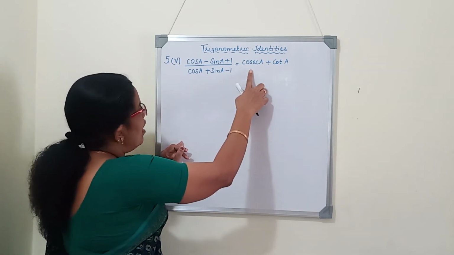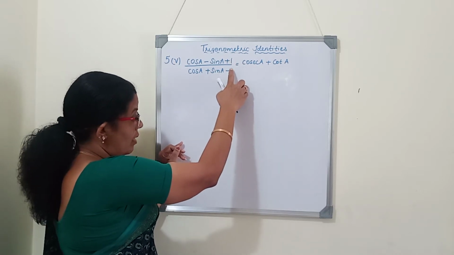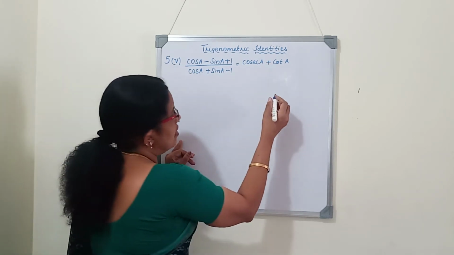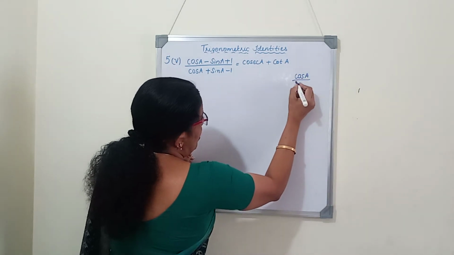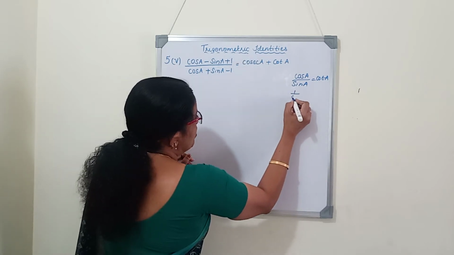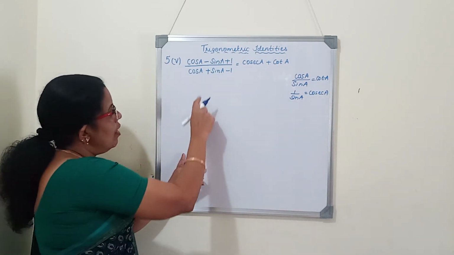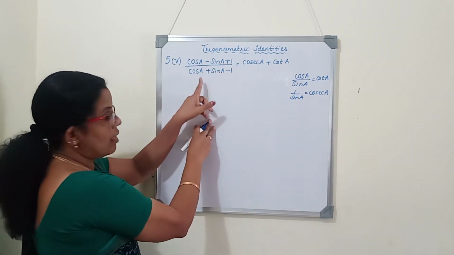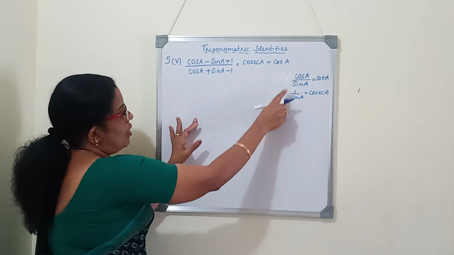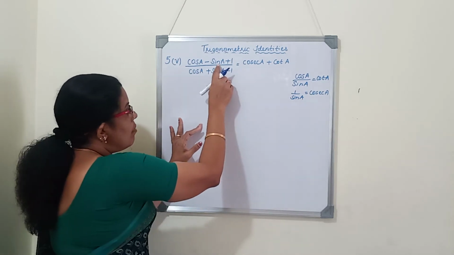To get cosec A, we know that this number is 1, and 1 by sin A is cosec A. To get cot, cos by sin is cot. Cos A by sin A is cot A and 1 divided by sin A is cosec A. So in this question, we will divide each and every term in the LHS, numerator and denominator, by sin A, so that cos by sin we get cot, 1 by sin we get cosec, and sin by sin we get 1.